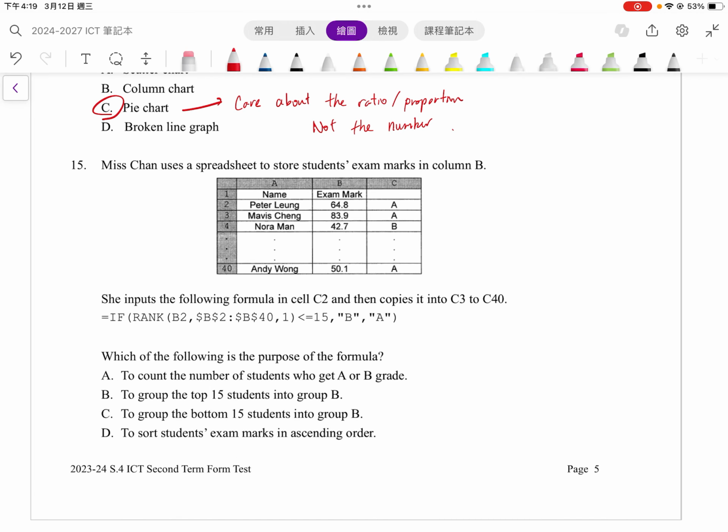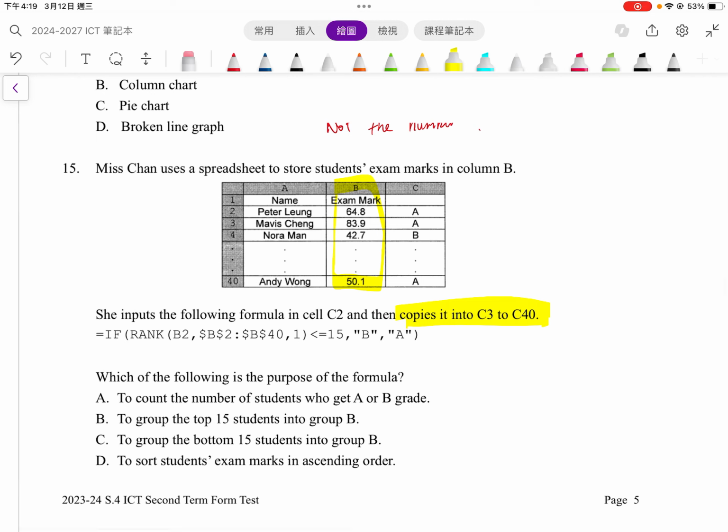Last question, number 15. Ms. Chen uses a spreadsheet to store students' exam marks in column B, so which is talking about this column B. She inputs the following formula in cell C2, and then copy it into C3 to C40. So that means she is going to do the copying procedure. This is the formula. And from here to here, they are the copied formula.